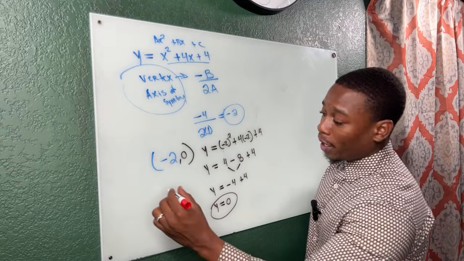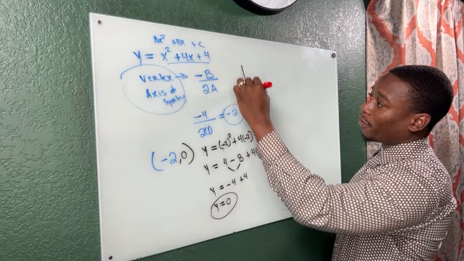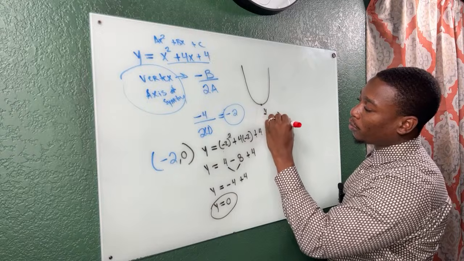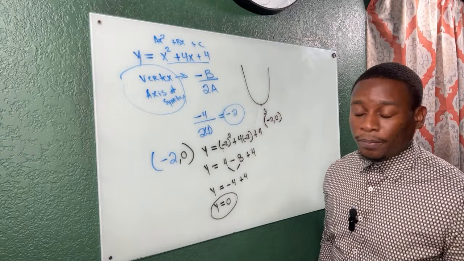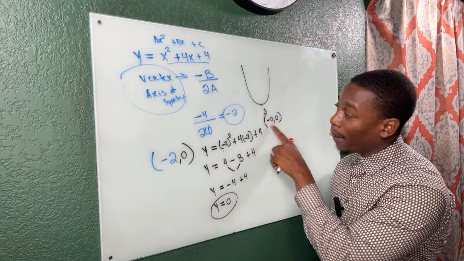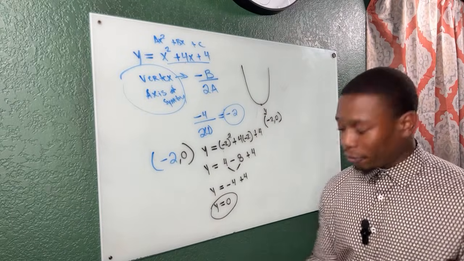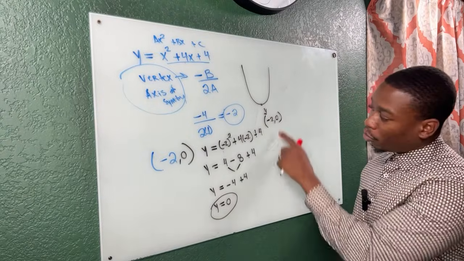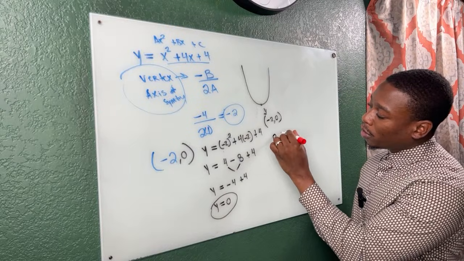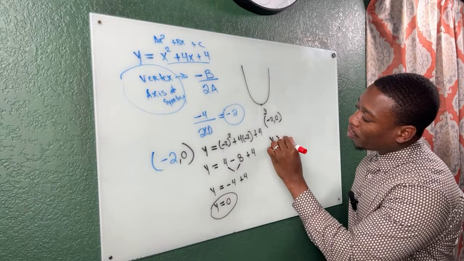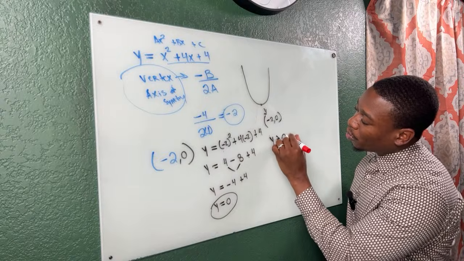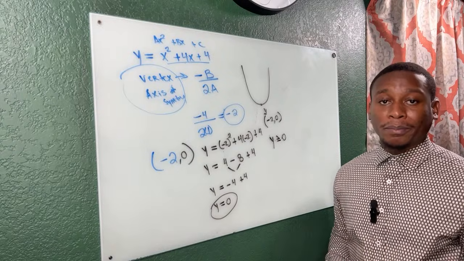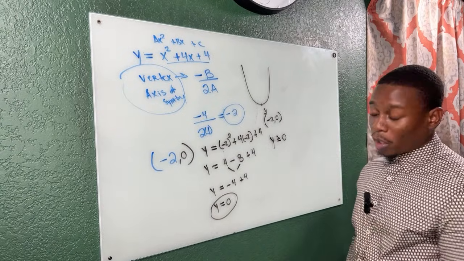What are other questions they're going to ask you? So let's say this is the graph. If the vertex right here is negative 2, 0, what is the axis of symmetry? X is equal to negative 2. What is the lowest point on the graph? Negative 2, 0, because it opens up. What is the range? The range is y is greater than or equal to 0. What is the domain? It's typically all real numbers.